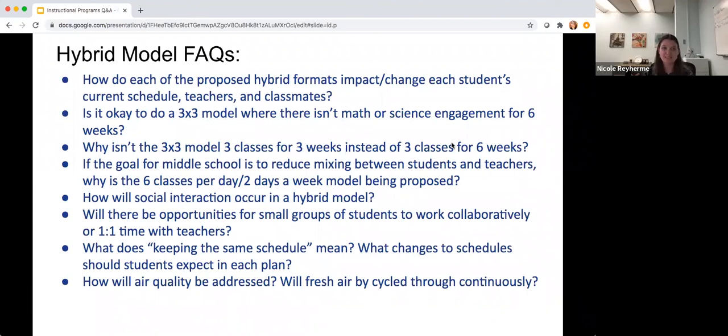Okay, so this is slightly complicated, but basically by changing to a hybrid method, there is going to be a little bit of a disruption to our students' schedules. And it could be a very minimal disruption, and in some cases, a student might have more of a disruption. Our goal is to really keep that at a minimum as much as possible.